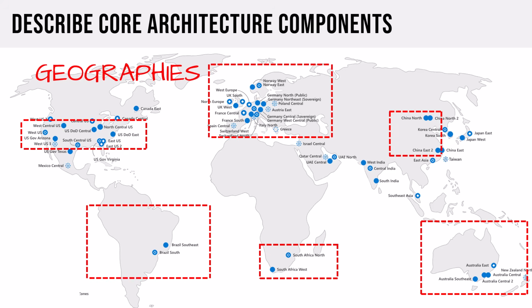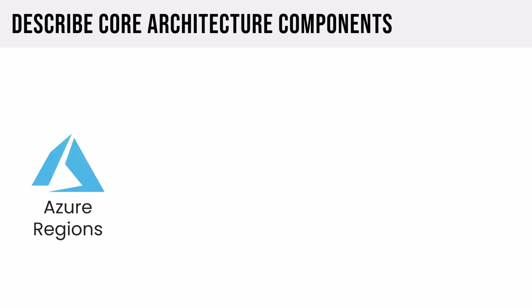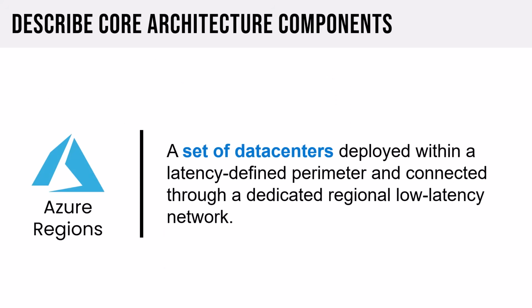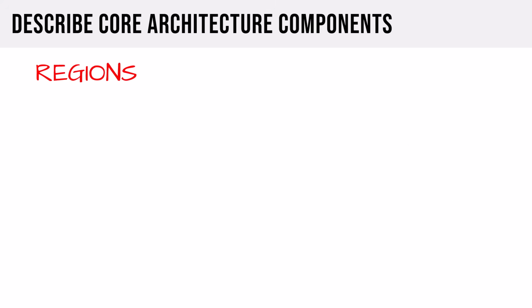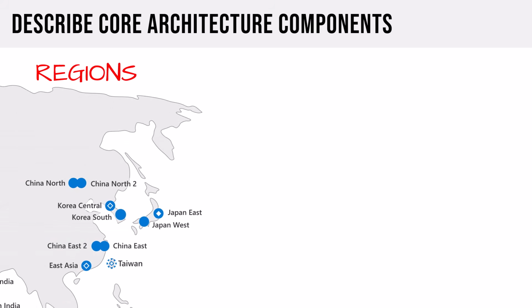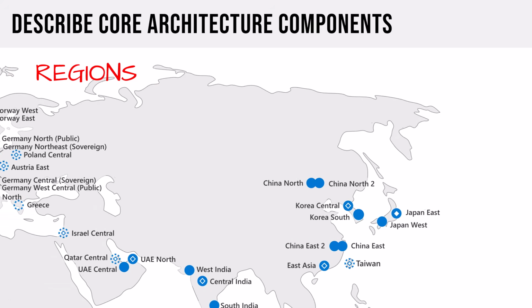You see Africa, you see South America. Similar concepts exist in AWS and Google Cloud Platform. And then we have regions. So this is a set of data centers deployed within a latency-defined perimeter and connected through a dedicated regional low latency network. So regions, we'd call these. So if I just look at the map here, you can see Azure includes regions all around the world.